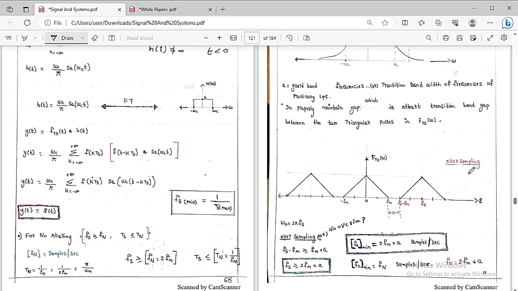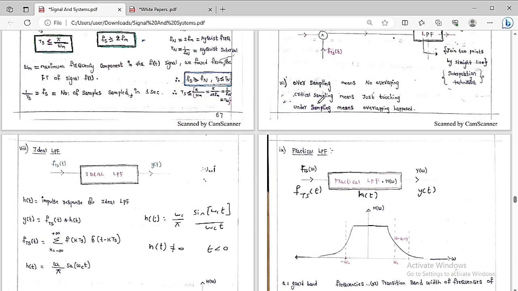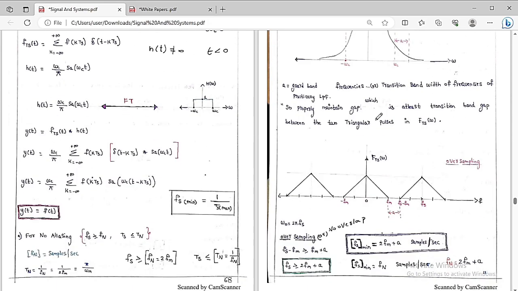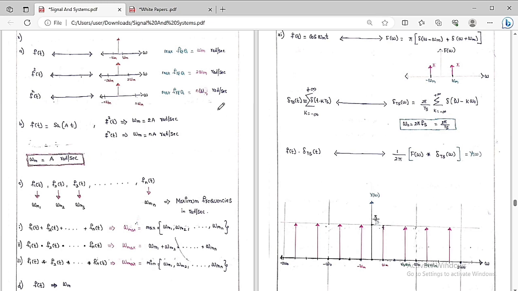Always keep in mind, oversampling means no aliasing effect. I have already told you: oversampling means no overlapping, critical sampling means just touching, and undersampling means overlapping happens. I have already told you these points. So now let's go to another point. What is the other point here?